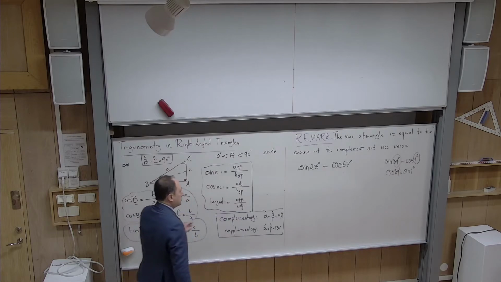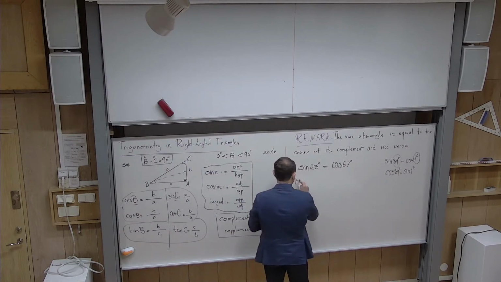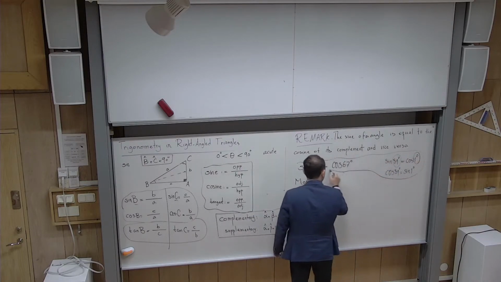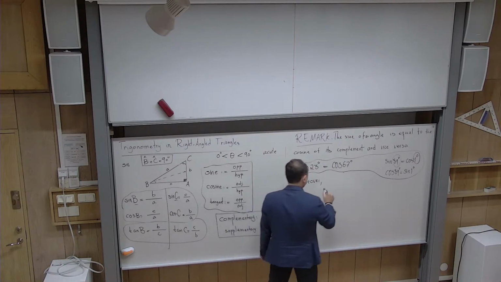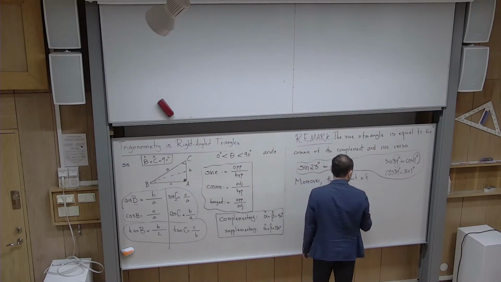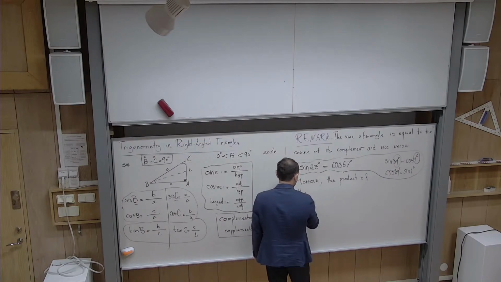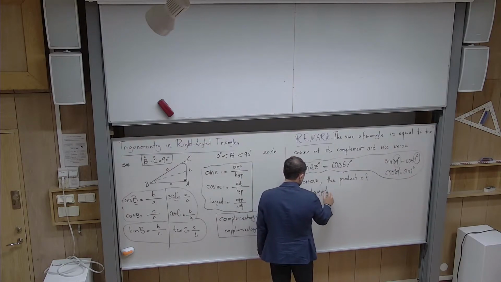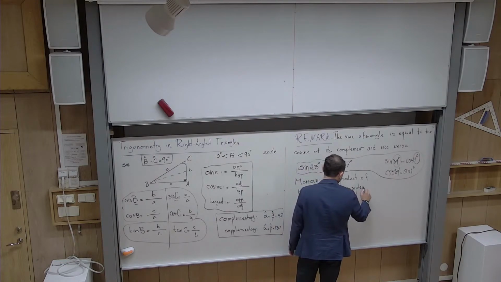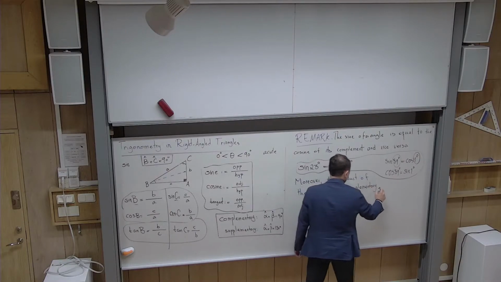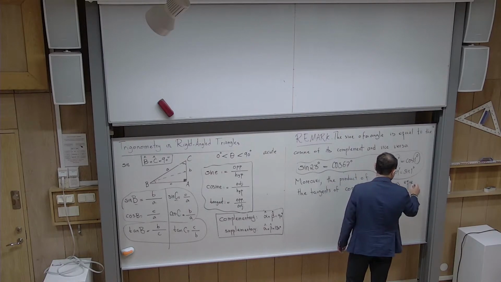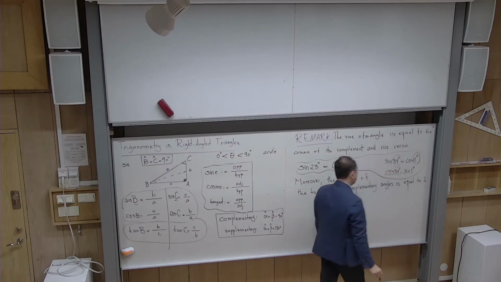And then I want to also, so it is better to put this in a box. That was just an example. So moreover, the product of the tangents of complementary angles is equal to 1. Yes? That's also good to know.